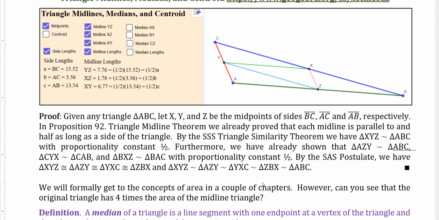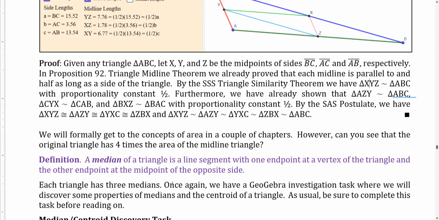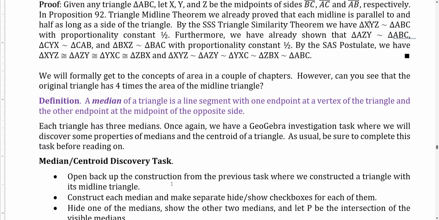Hello, in our last video we proved that each of the midlines of a triangle is parallel to and half the length of one of the sides of the triangle. And so the midline triangle is similar to the original triangle with a factor of 1/2 for the proportionality constant. Next, we're going to look at something else related to it.